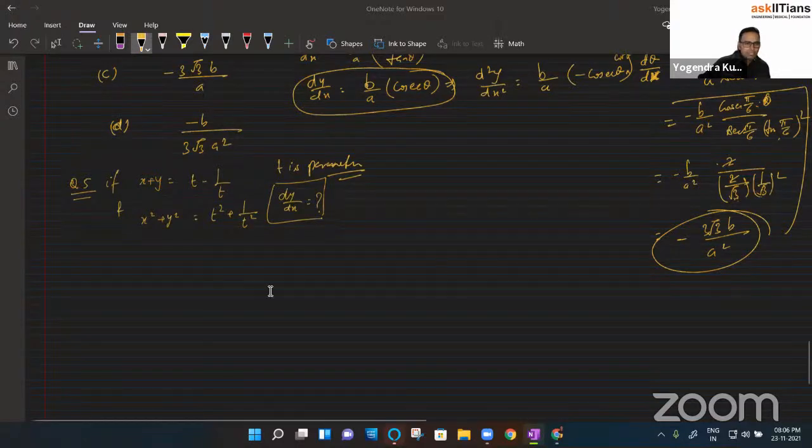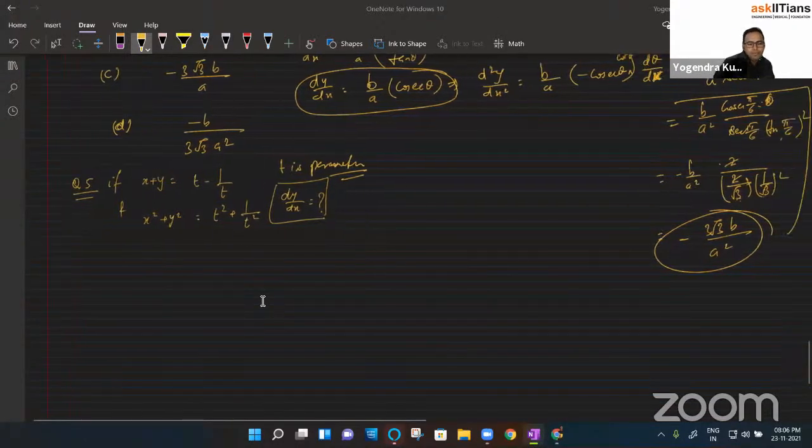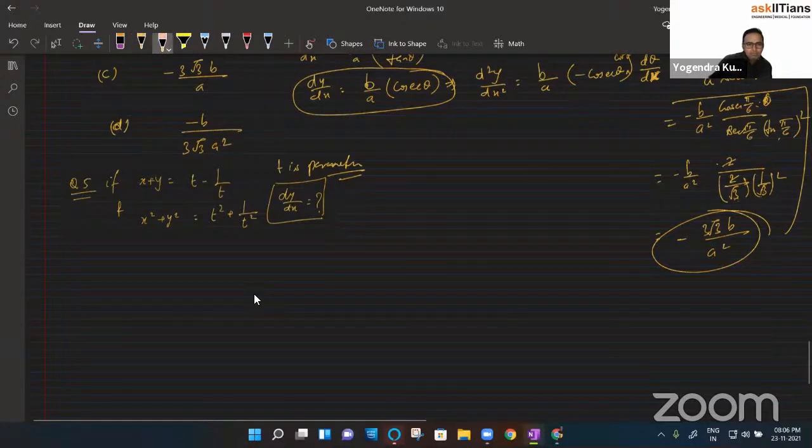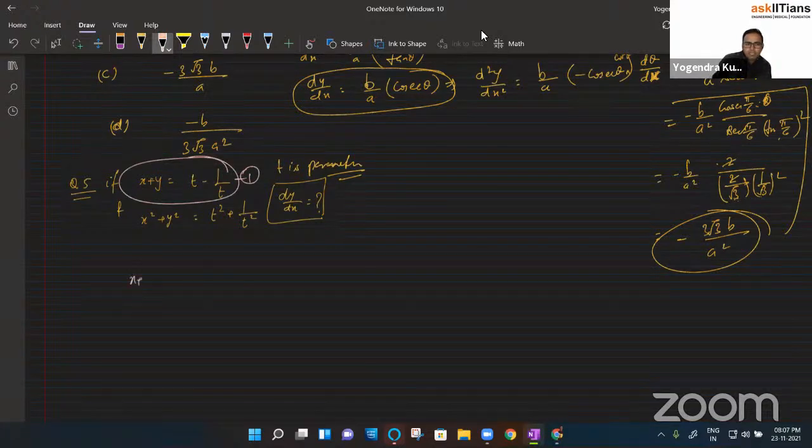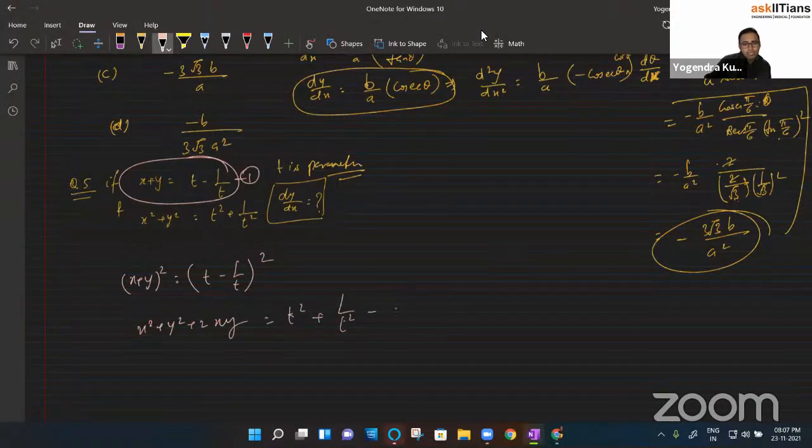In terms of x only, answer should be there. That's what we want. Everyone remembers it is very easy to convert these two equations to bring into one. And t is what? Very good, Varun. That is the correct answer. So what we do, first equation, square both sides. X plus y whole square is equals to t minus 1 by t whole square. What do I get? X square plus y square plus 2xy is equals to t square plus 1 by t square minus 2. Do you get it?